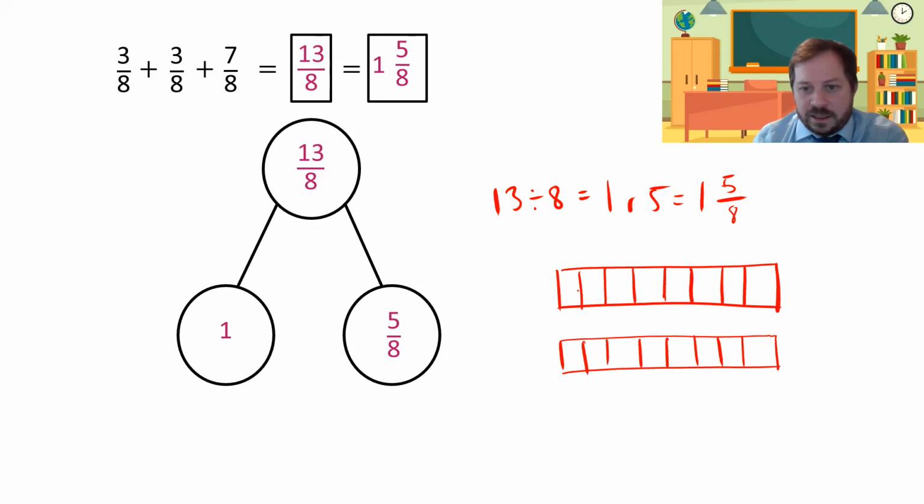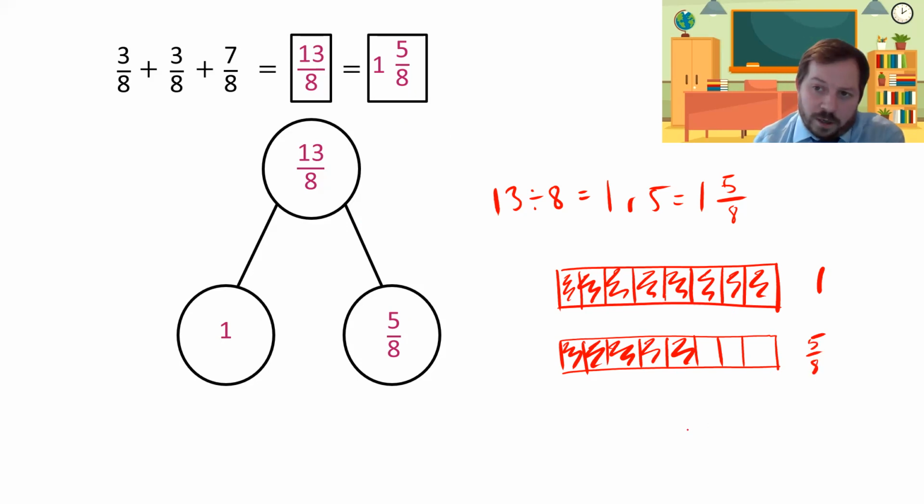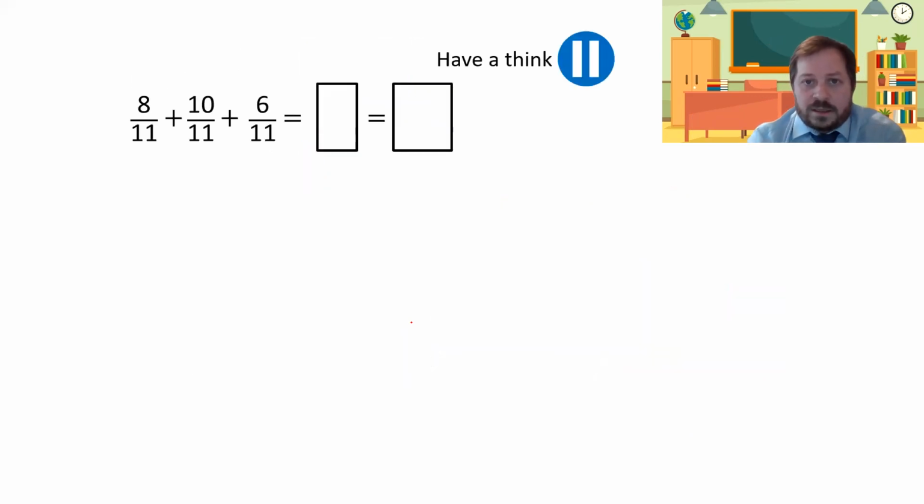Then I need to fill in 13. So 1, 2, 3, 4, 5, 6, 7, 8, 9, 10, 11, 12, 13. 1, 2, 3, 4, 5. And then we also have our 1 and 5 eighths. Lots of different ways to get there. Any way does work. The quickest is this one. But this one very definitely gets you to the answer, and so does this one. So have a think about this one.